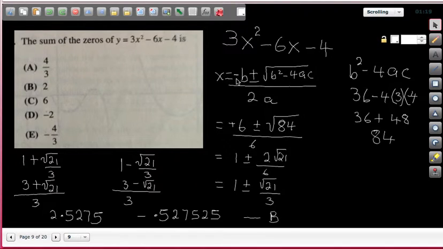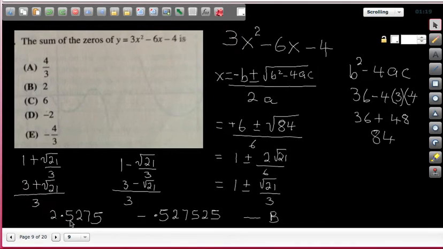So x is equal to negative b plus or minus the square root of b squared minus 4ac, divided by 2a. b is negative 6, so negative b is positive 6. I already have my discriminant over 6. The 6's cancel out. Root 84 is 2 root 21 over 6. So I have 1 plus or minus root 21 over 3. So the two roots are 1 plus root 21 over 3 or 1 minus root 21 over 3.